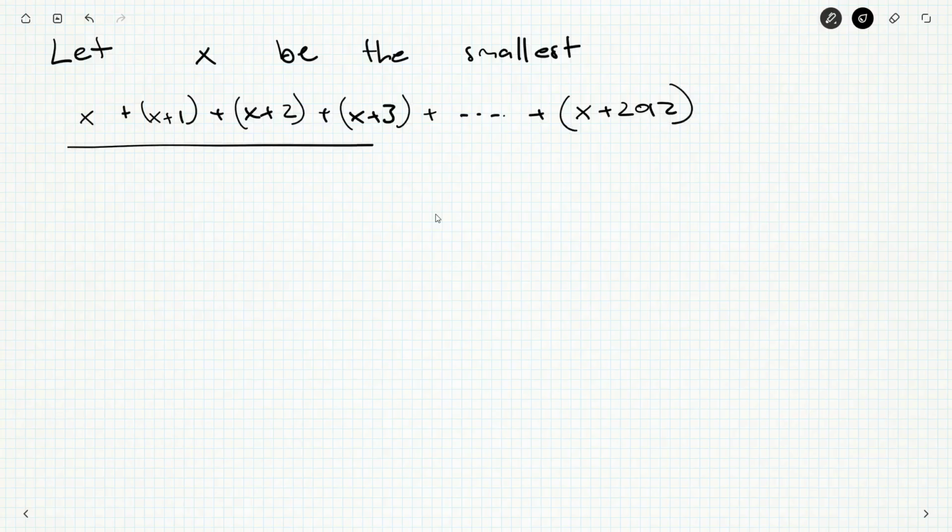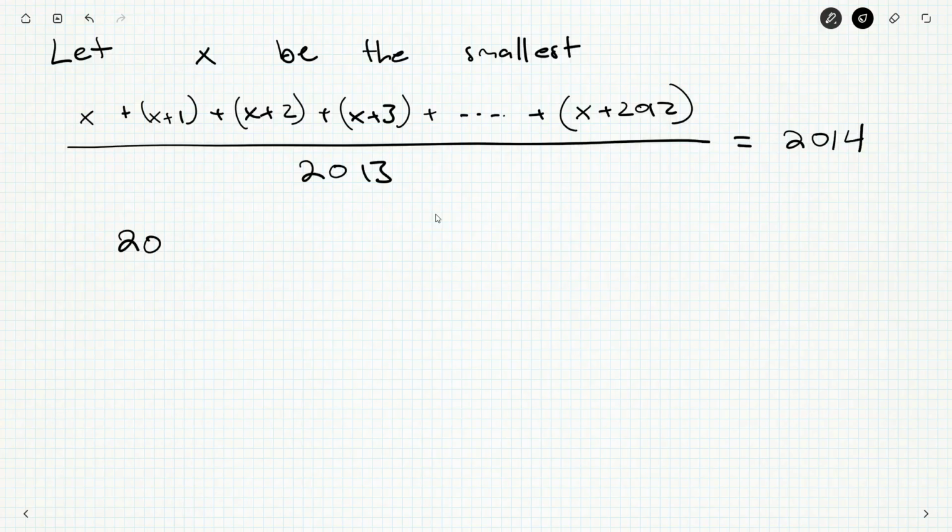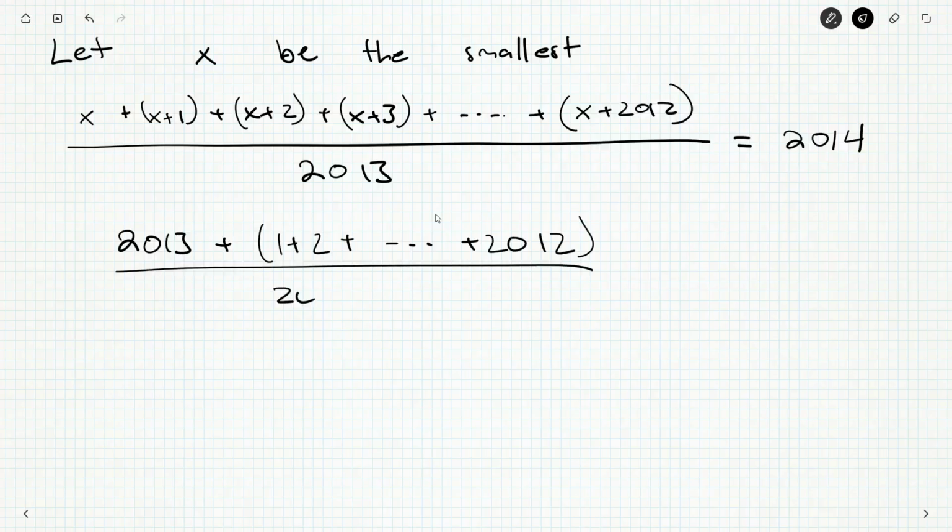So how do we average things? Well, we add them all up, divide by how many there are, and we were told that that's 2014. Okay. So we can do a couple things. One, I don't like fractions, so we could multiply on this side to rearrange some things. We can also clean up on top. There's going to be 2013 x's. And then it's just going to be the sum of the numbers 1 plus 2 all the way up to 2012. Okay? And all that will be over 2013.